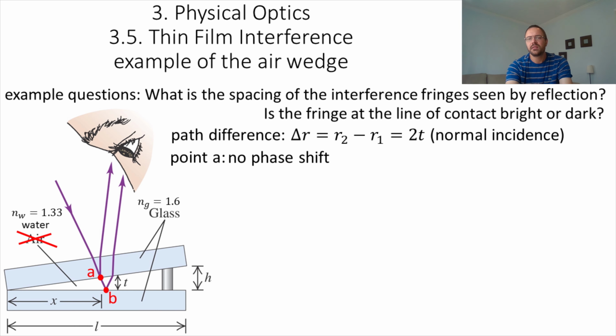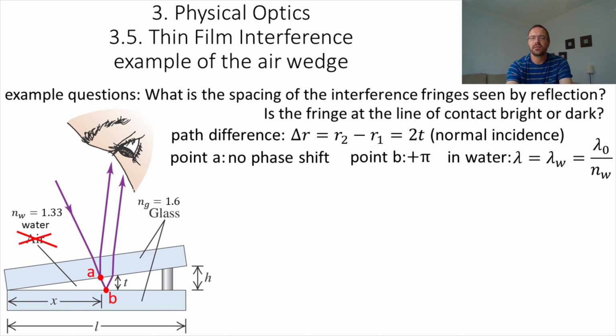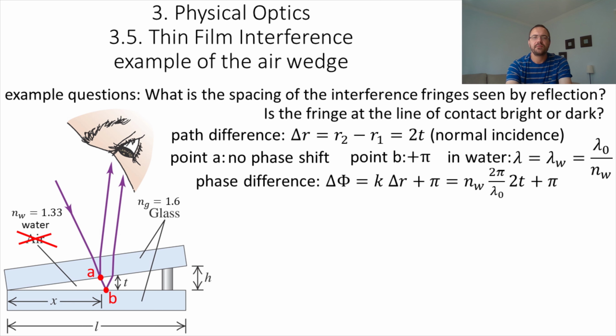Then at point B, the interface is from water to glass, so from fast to slow. So there is, again, a phase shift of pi. This time, the path difference of 2t happens in water. So the wavelength will be shorter, and it will be lambda 0 over n water. Then we can calculate the phase difference. It is the same as before, but instead of 2 pi over lambda, we now have n water 2 pi over lambda 0, right? Because the wavelength in water is different.